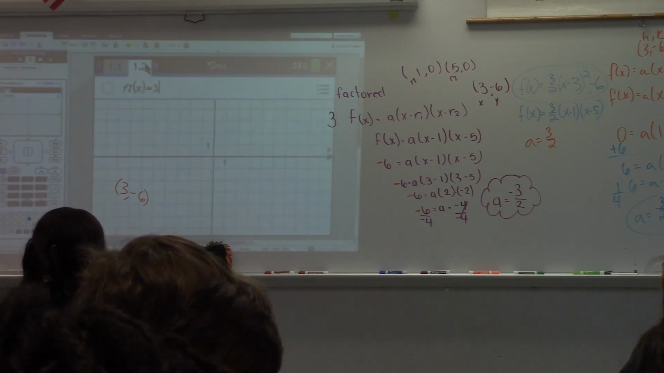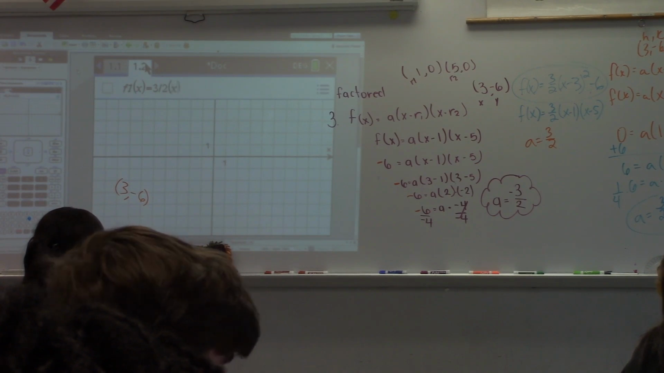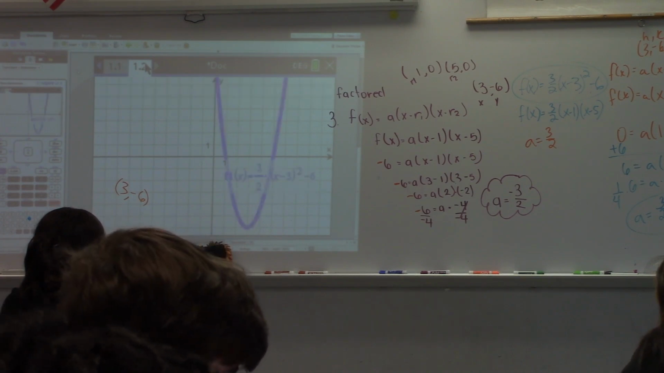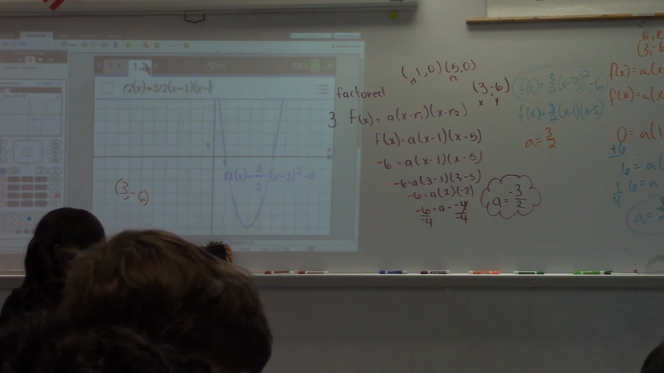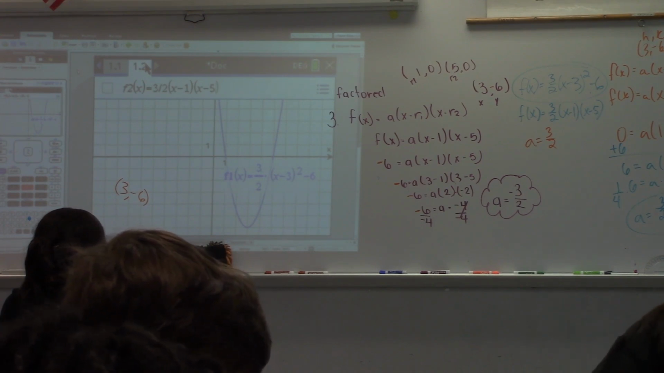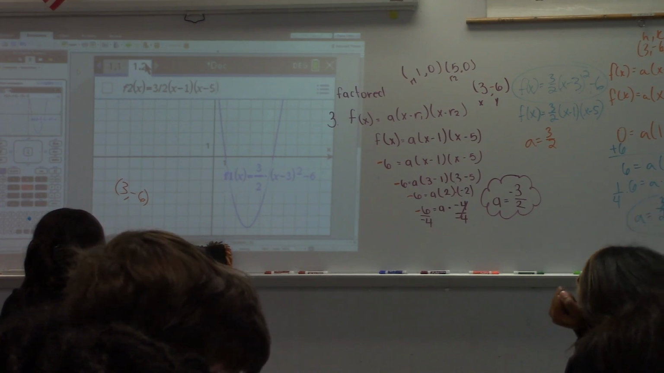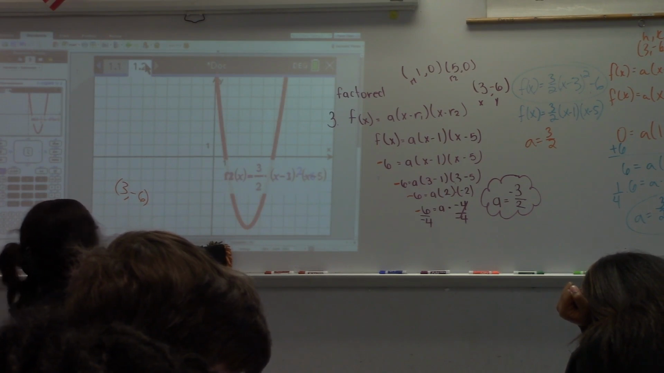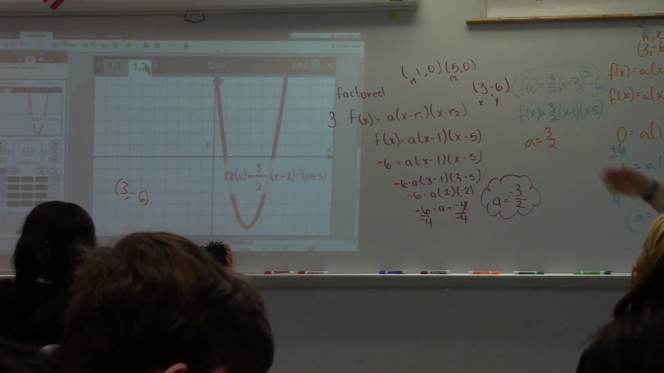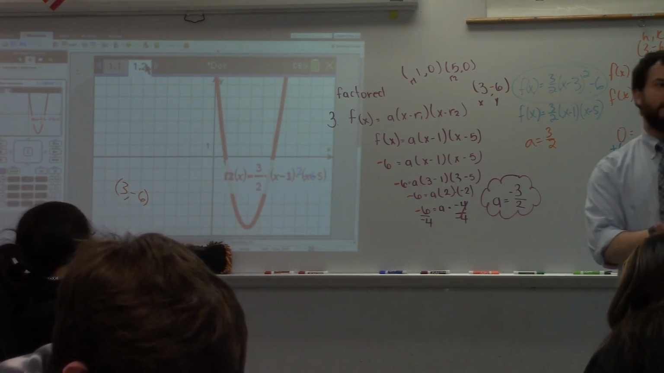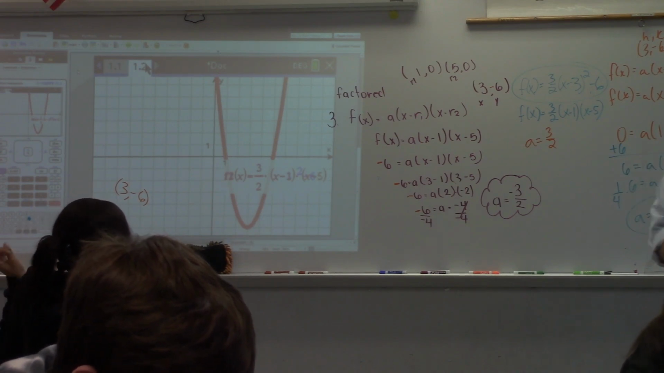Could I graph these two? Times x minus 3 squared, was it minus 6? Now, when I graph this 3/2 times x minus 1 times x minus 5, for these to be equivalent, what should I see? The same thing on the graph, meaning I see exactly the same graph. Do I? Notice how they map on top of each other right there. That's how I can check graphically, are they equivalent? They map on top of each other, meaning every input has the same output. That's what we're seeing there.